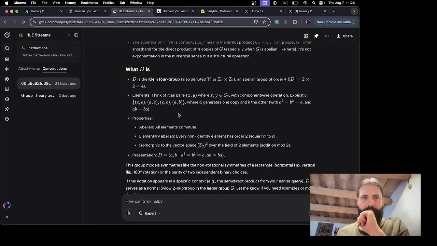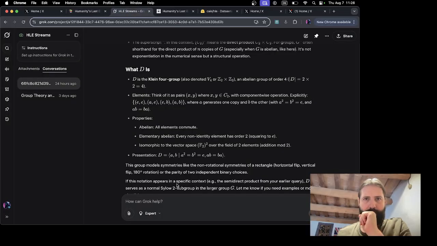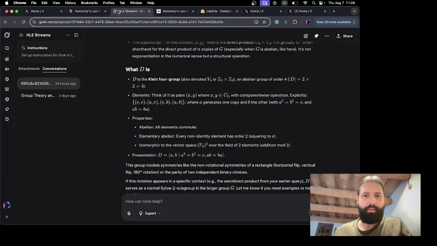So in particular, in this case, we're multiplying C2 with itself. And all right, fine, whatever that means, right? So this is the definition of D, this is the definition of S. And now we're defining G as whatever that is, and that's going to be the interesting aspect of these. Let's see, we're in this question. Cool.